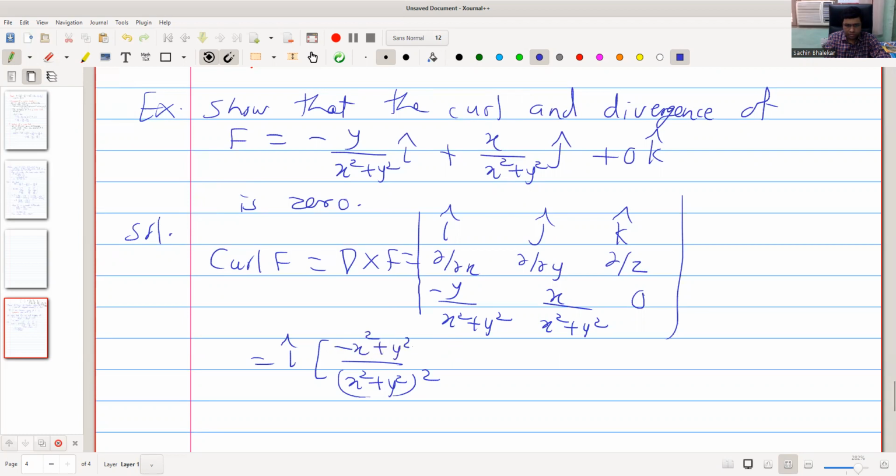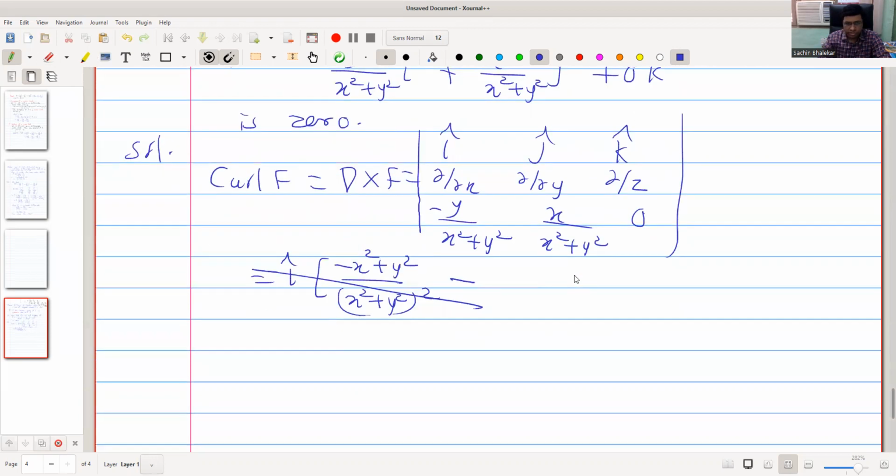Okay, so this is our first entry, this minus partial derivative of this with respect to y. Okay, so simply you can see that. Sorry, I'm finding the partial derivative of this. Okay, so consider this 2 by 2 submatrix.